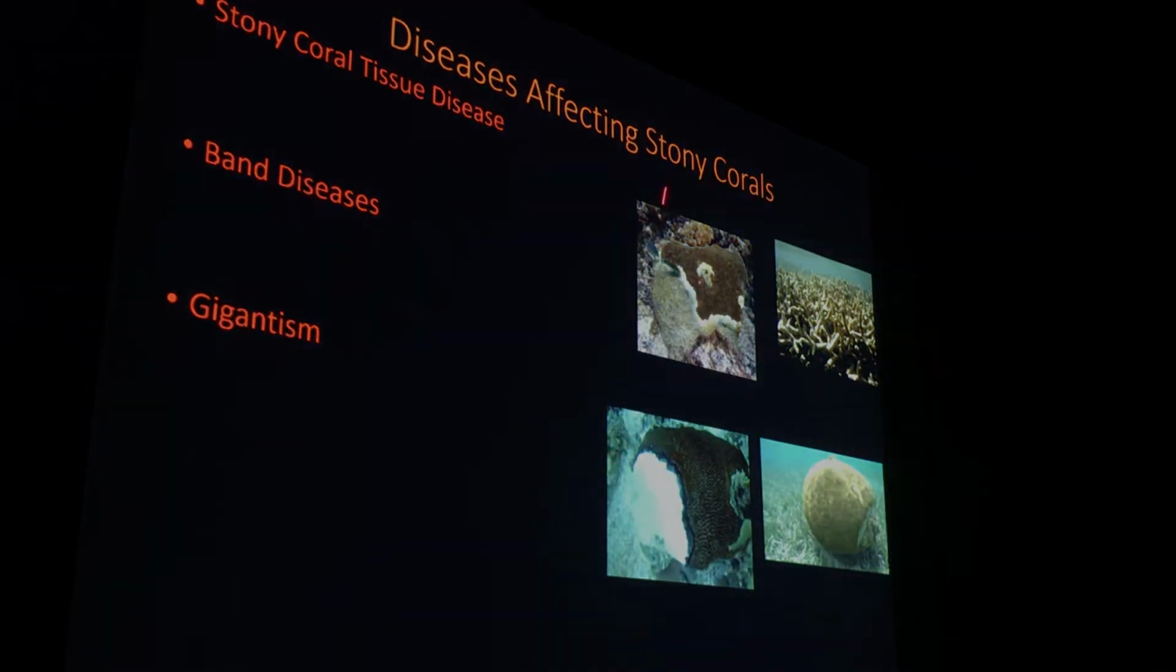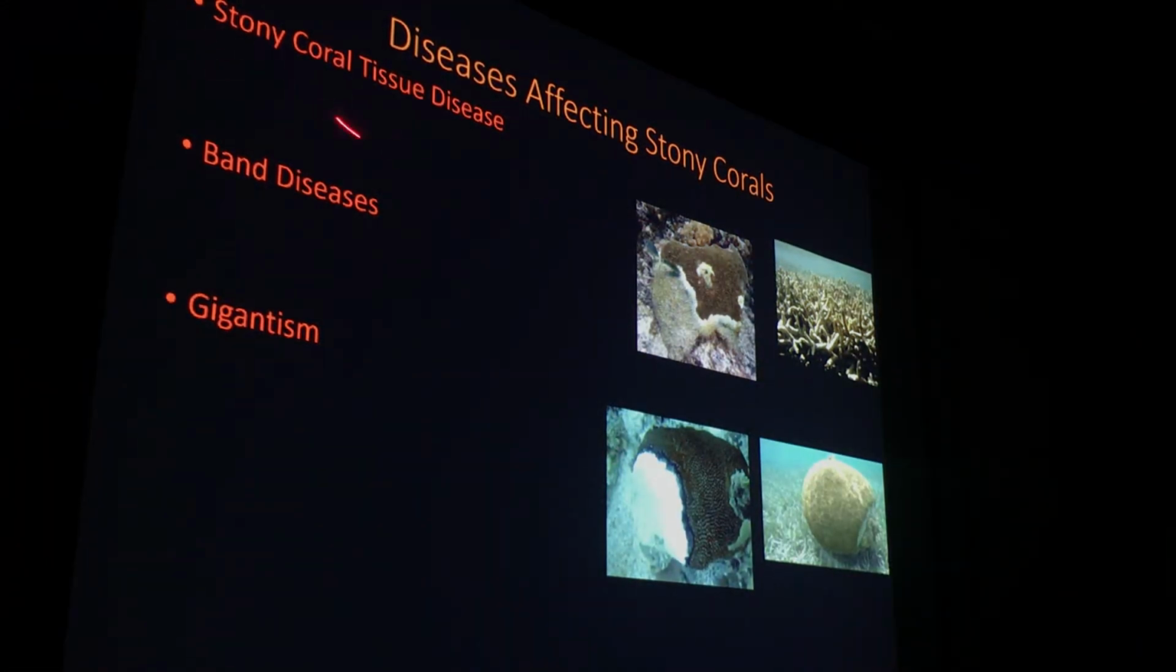These are some diseases affecting stony corals. You've got stony coral tissue disease. It can spread pretty fast and just wipe out coral in the ecosystem. And yeah, it's pretty bad. Then band diseases, which cause a sort of black band around the coral, which widens and just spreads across the coral.